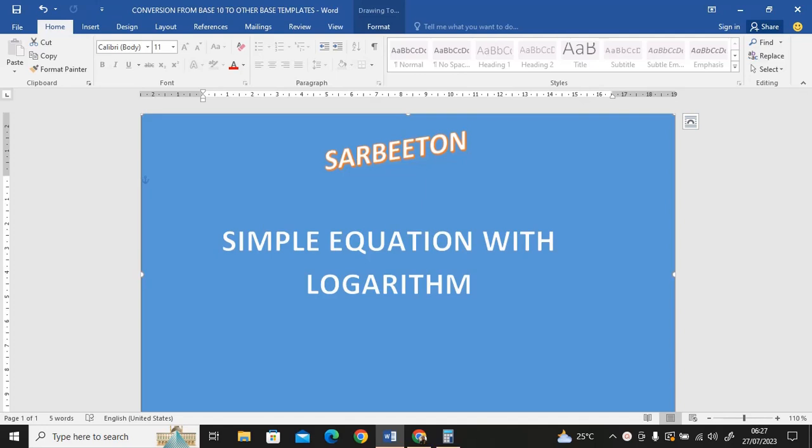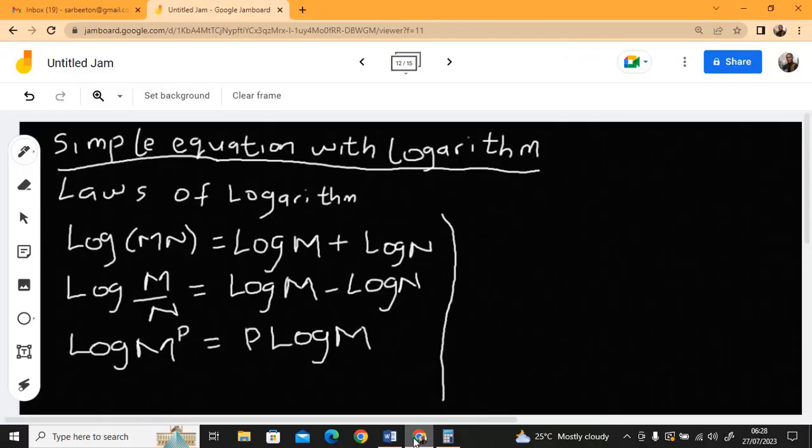Apart from this one, there's another logarithm which you are going to deal with: simple equations with logarithm. But I just have to introduce you to it. Probably you might have been introduced to it in SS1, but I still feel that let me just refresh your brain on this simple equation with logarithm. Now, let's go. We are going to solve some little questions under this, then we are done for this particular week.